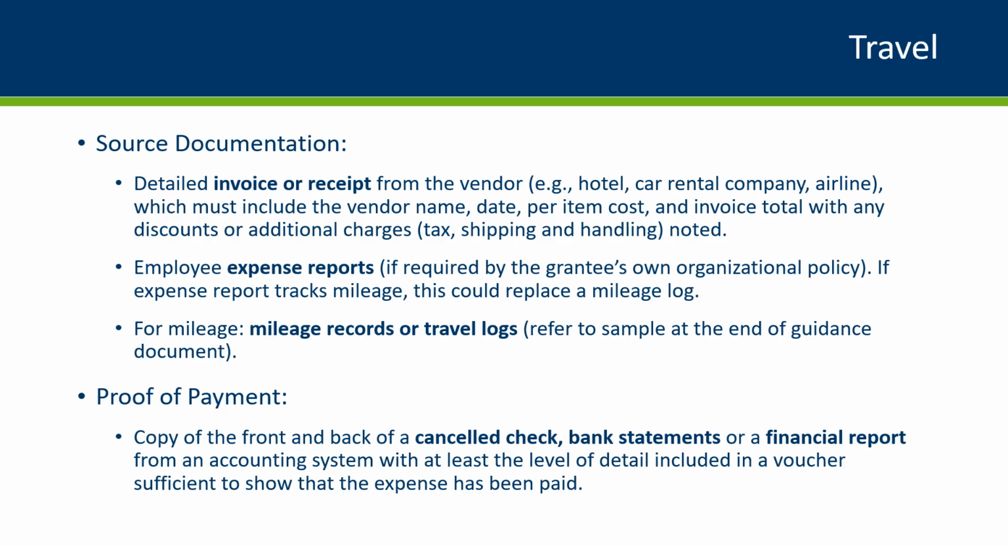Proof of payment for the travel category is a copy of the front and back of canceled checks, bank statements with the logo, or a financial report from an accounting system with at least the level of detail included in a voucher sufficient to show that the expense has been paid. Keep in mind that some grantees may have a lower rate than the federal IRS mileage rate. Grantees should follow their own policies and procedures.